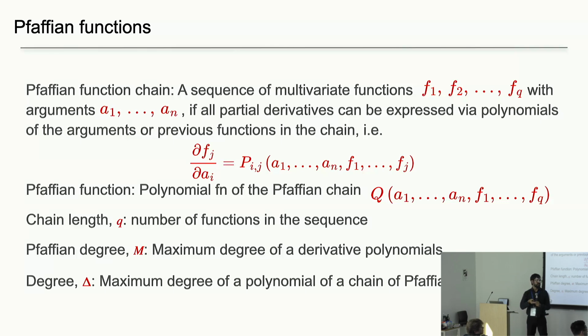There is the notion of chain length. You can chain several functions, and each function in the chain should have its derivative expressible in terms of all the previous functions in the chain. That's a nice example where you can still hope to give pseudodimension bounds in terms of the chain length, the degree, as well as the Pfaffian degree. The Pfaffian degree is simply the degree of the polynomial in the derivative expressions.